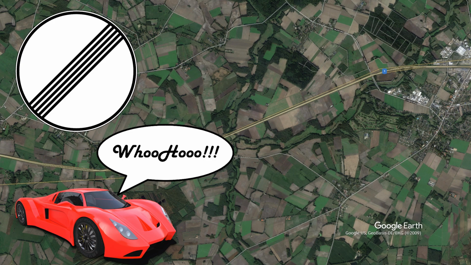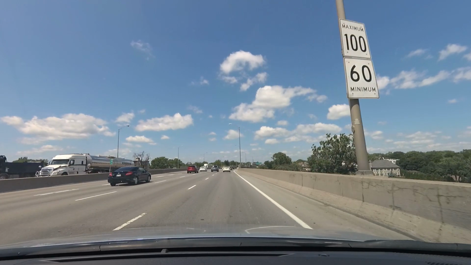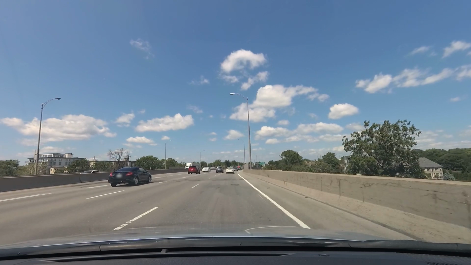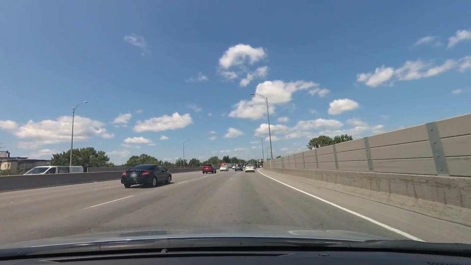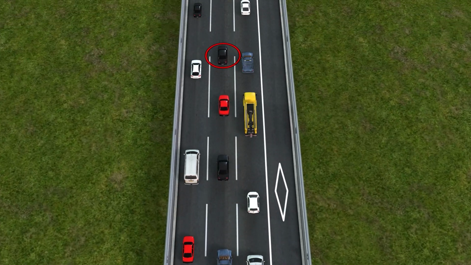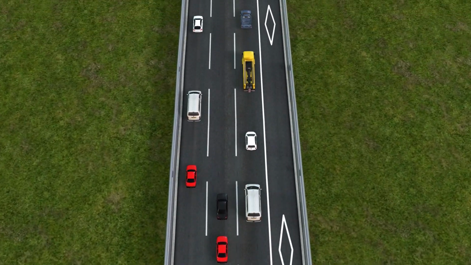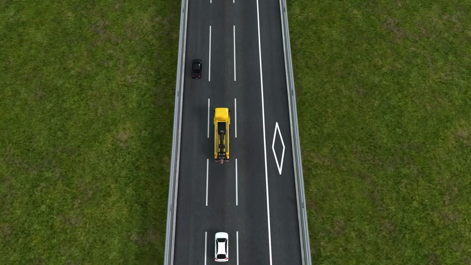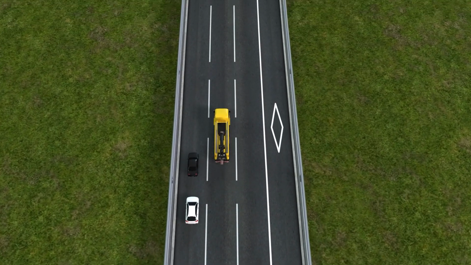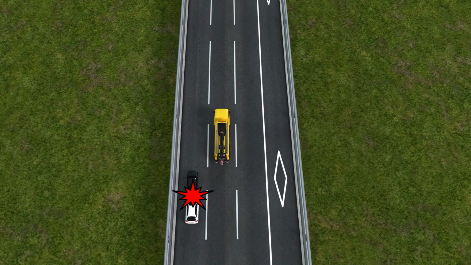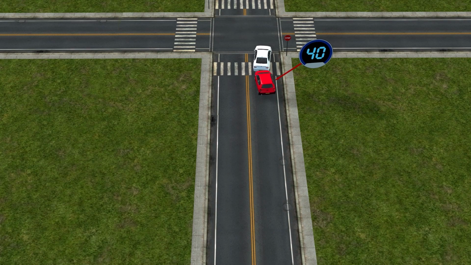Now in some places you'll also see a minimum speed, in this case 60. Unless you have some kind of emergency or vehicle problem, there's really no reason to go that slow if the traffic is all going at the maximum speed. Between 100 kilometers per hour and 60 kilometers per hour, there's a 40 kilometers per hour speed difference, and that's quite a lot. So if you're driving at 60 and somebody driving at 100 hits you from behind, it's the same as if you're stopped and somebody hits you from behind at 40 kilometers per hour.